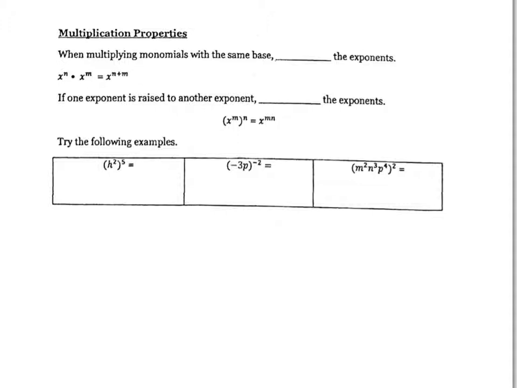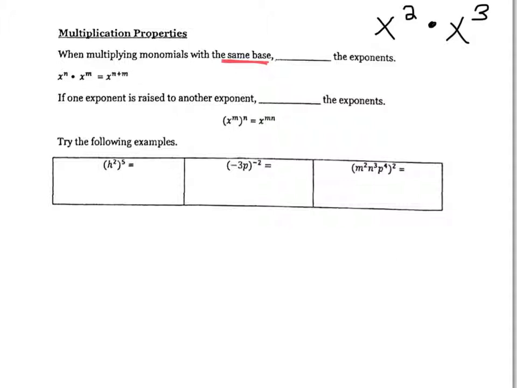Now we're going to talk about multiplication properties. We have two properties here. The first is when we multiply monomials with the same base. When we do that, for example, if I have x squared times x cubed, well, the bases are the same, they're both in x.